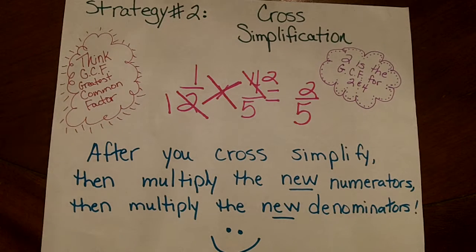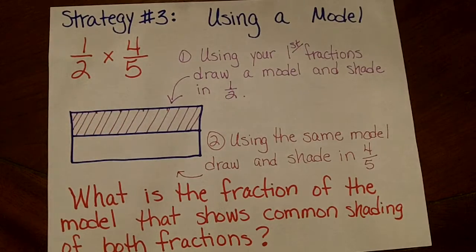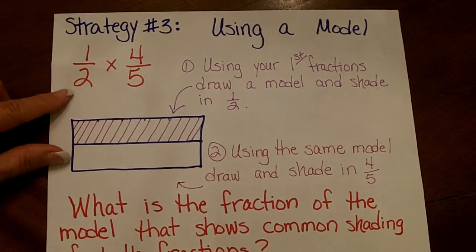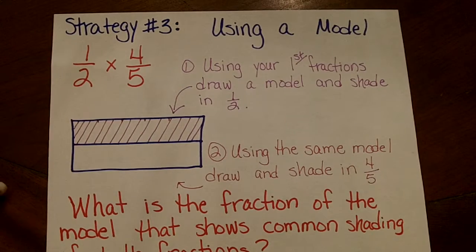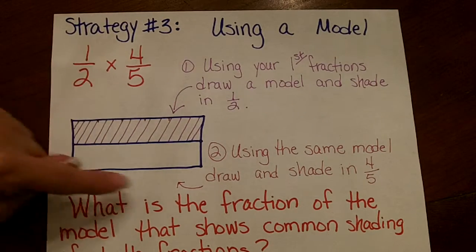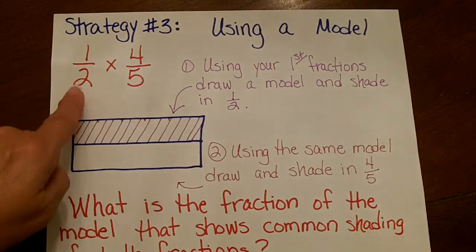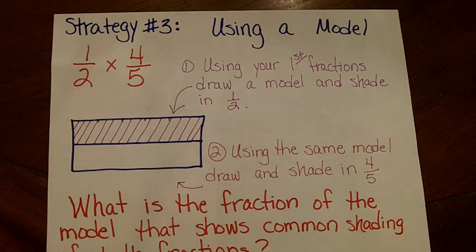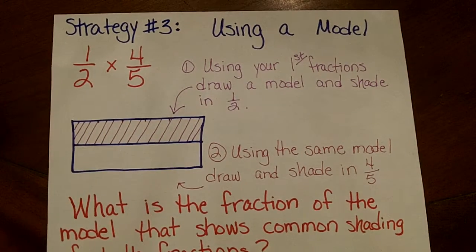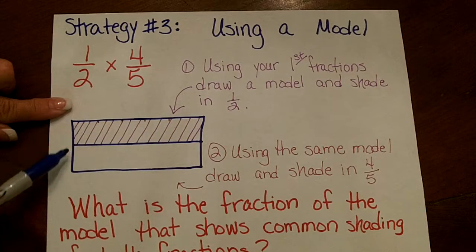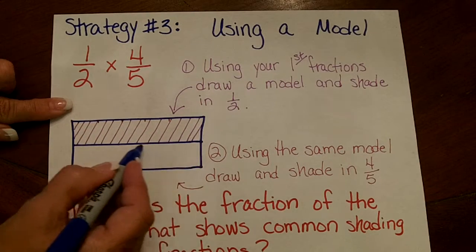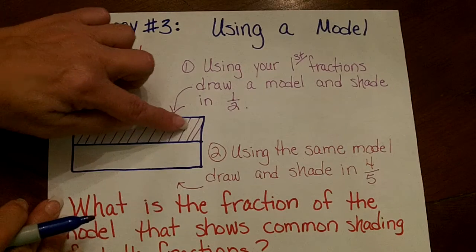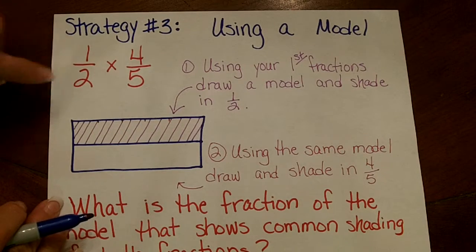All right, we have worked on another strategy. We've worked on using a model to multiply fractions. So let's take a look at that. All right, I'm going to stick with this fraction 1/2 times 4/5. My first step is I'm going to draw a model, and I'm going to represent my first fraction, which is 1/2. So I draw a model, and I'm going to shade in half of the model. So you can see I've already done that. I've drawn a shape, and I divided it into half, and I shaded in 1/2.